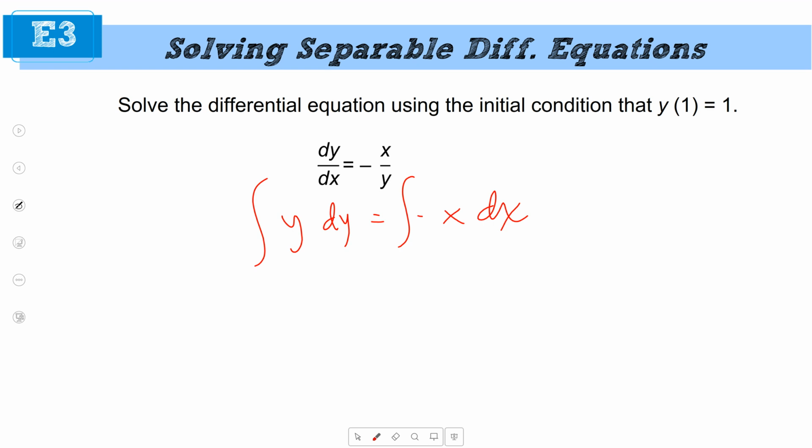What's the antiderivative of y? Say it loud, say it proud. 1/2 y squared. Technically, I should have a plus c there. But I'm going to be a rebel and not write a plus c. I'll explain why in a second. What's the antiderivative of negative x?